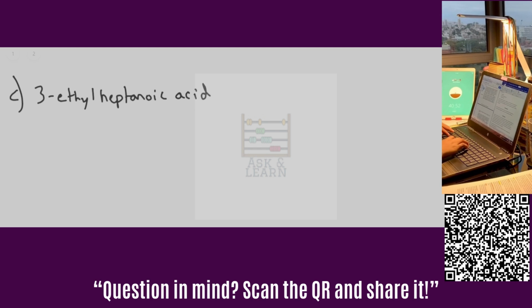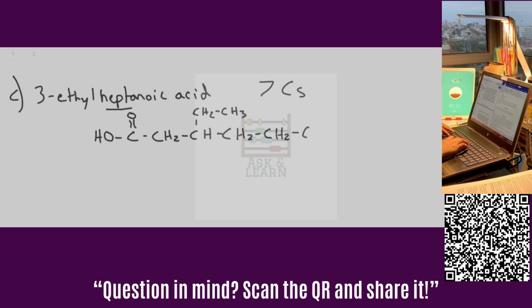So we know from this name that we should have 7 carbons from the hept prefix here. So let's go ahead and draw in our carboxylic acid first. And then we know that we should have an ethyl group on position 3, which is this one. So we draw in our ethyl, and then we complete the carbon chain with 4 more carbons to get the structure of 3-ethyl heptanoic acid.